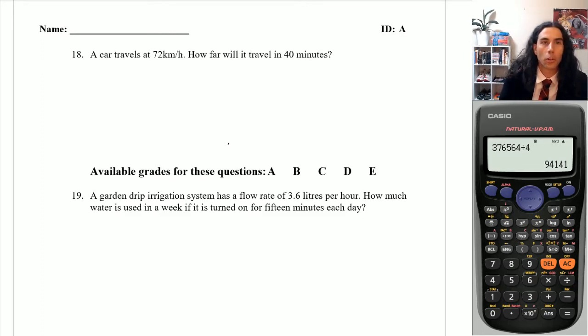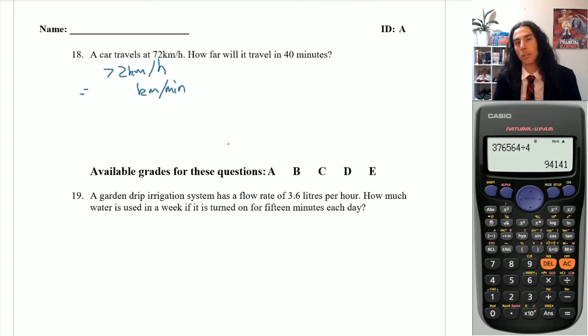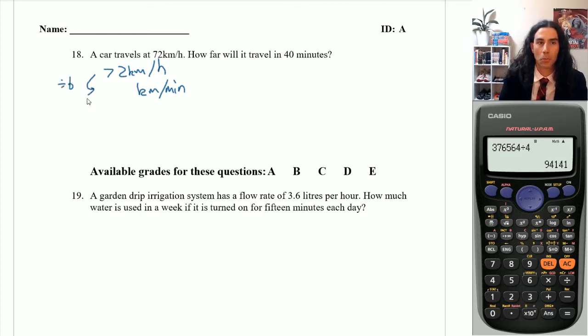So 72 kilometers per hour. How far will it travel in 40 minutes? Well, how much is that in kilometers per minute? That's one way to do it. It's going to go a lot less in a minute than in an hour, so divide that by 60, and we'll find out kilometers per minute. 1.2.